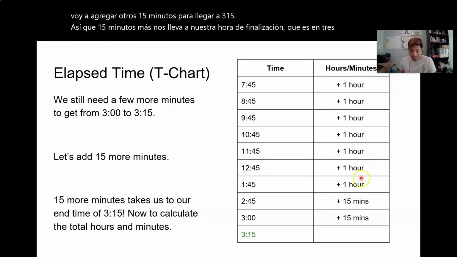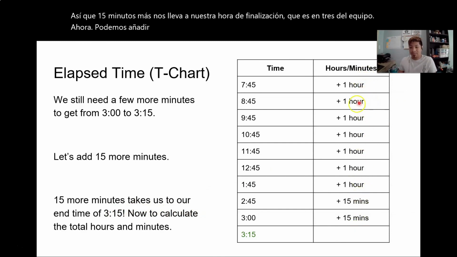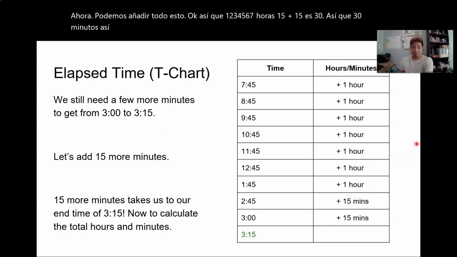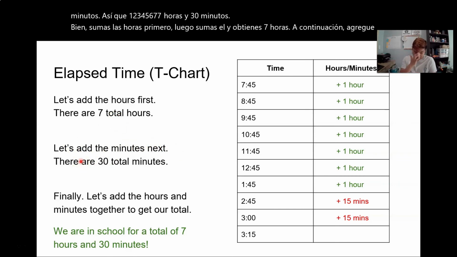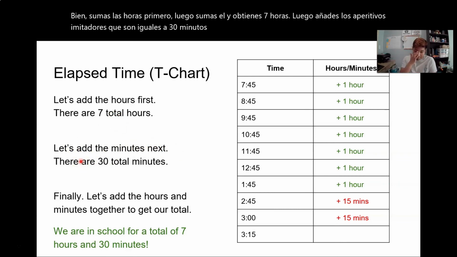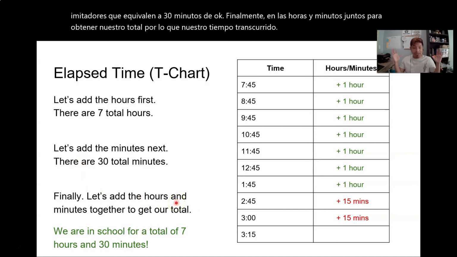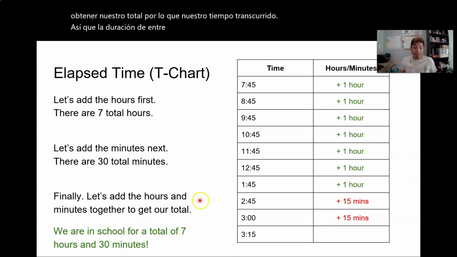Now we can add all of this, okay? So 1, 2, 3, 4, 5, 6, 7 hours. 15 plus 15 is 30, so 30 minutes. So 7 hours and 30 minutes. Okay, you add up the hours first, and you get 7 hours. Then you add the minutes next, which equals 30 minutes, okay? Finally, add the hours and minutes together to get our total. So our elapsed time, the duration between the start and end, is 7 hours and 30 minutes.